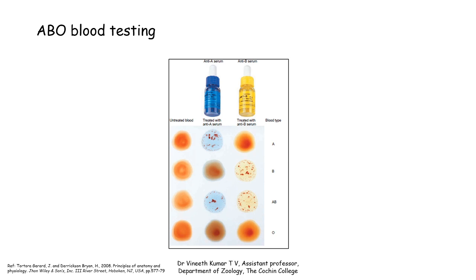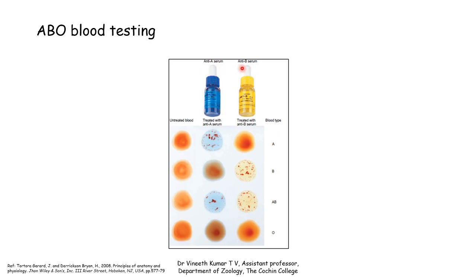So, in the blood grouping test, what you can see is that the bottles shown on top are the manufactured antibodies which are being used for blood grouping. You can see that the blue colored bottle is the anti-A serum.